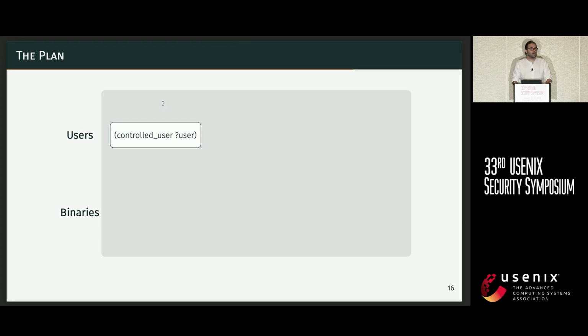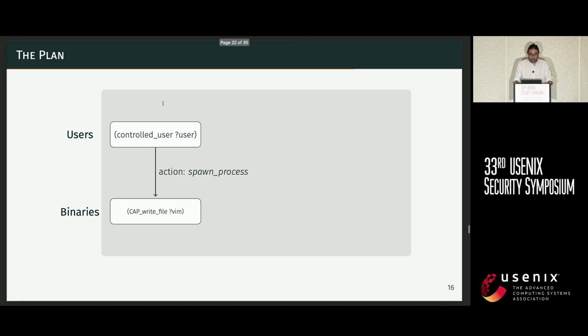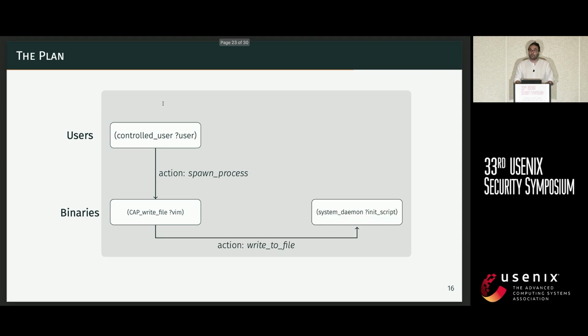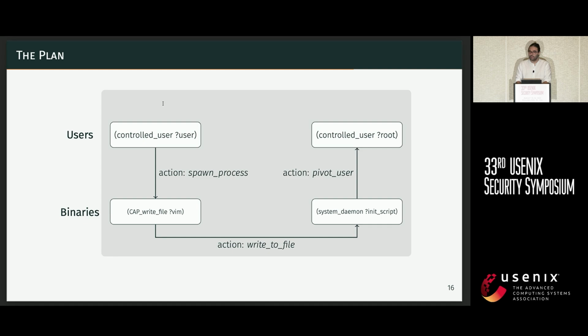So let's take a look now at what the planner does to derive step by step the plan to get to our goal state. So we start from our control user being user. Then by using the action spawn process, it's going to use vim that can write to a file. Then via writing arbitrary data that is corrupting, in this case, the system daemon, the init script is going to inject arbitrary commands. And finally, we can pivot to the control user being root.